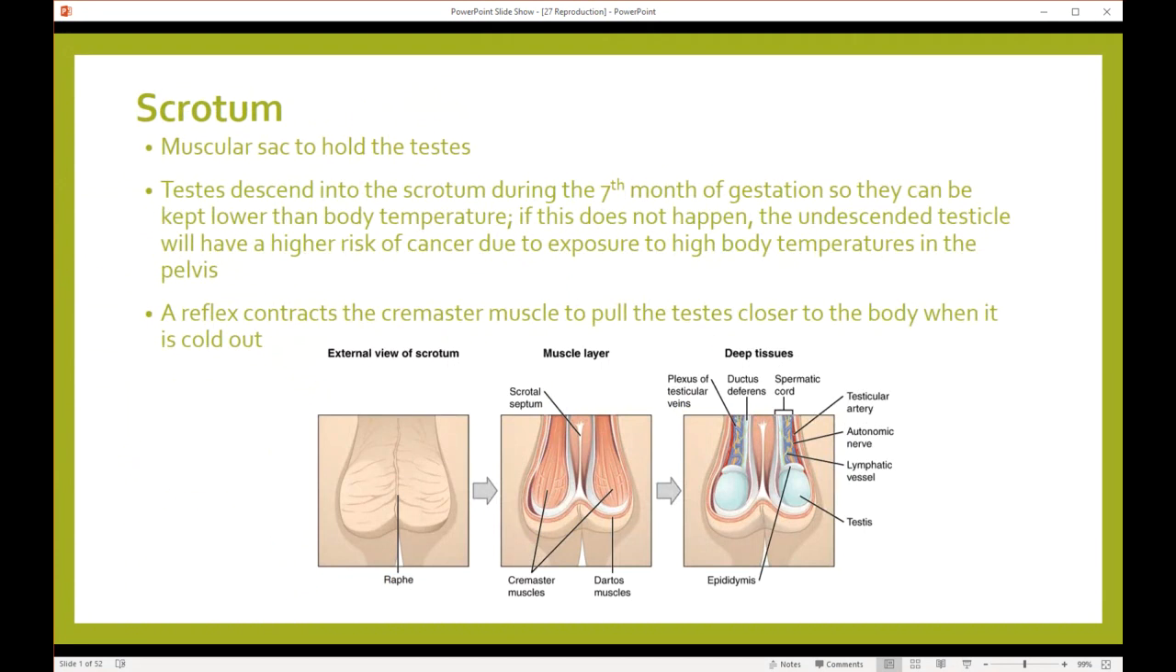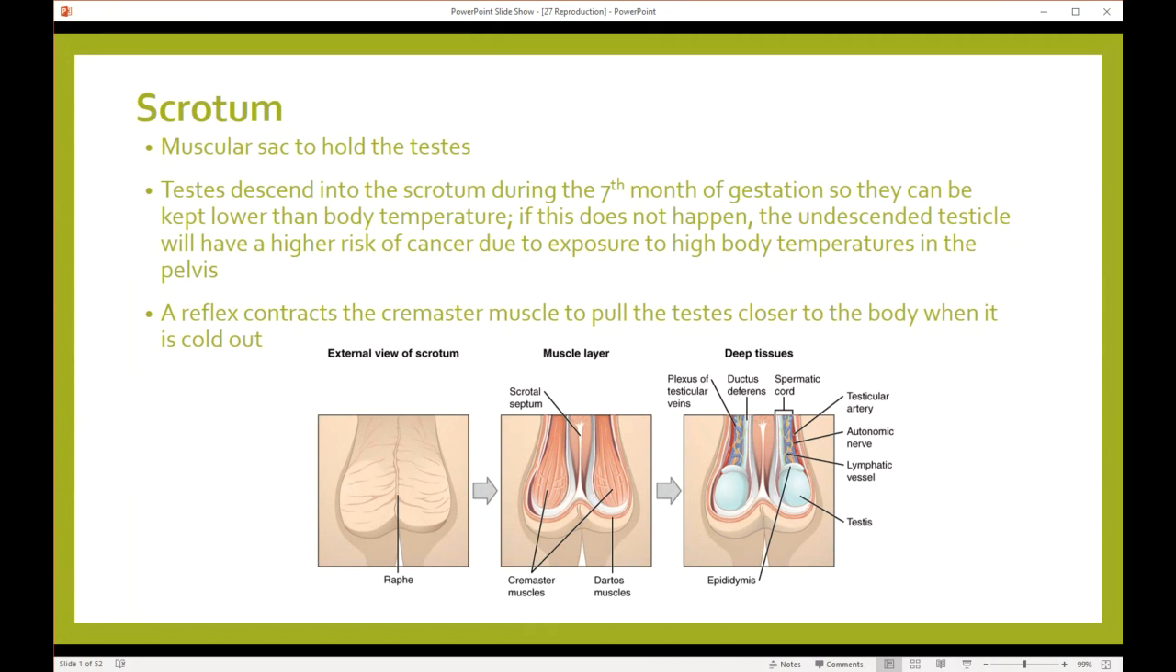The scrotum is a muscular sac, and that's going to hold the testes. The testes actually descend down into the scrotum. They do that during the 7th month of gestation. The reason they need to do that is because they have to be kept at a lower body temperature. So if there's an undescended testicle, meaning that it does not descend at about that 7th month of gestation, then those testes can have a higher risk of cancer. That's because they've been exposed to a higher body temperature, right?